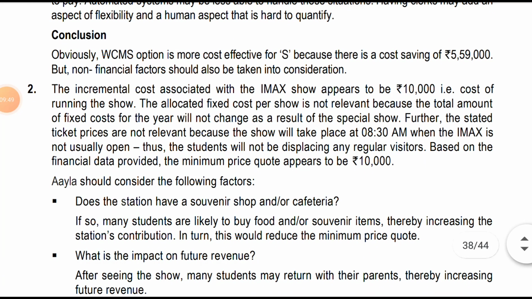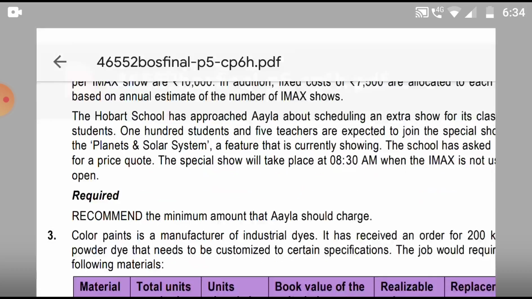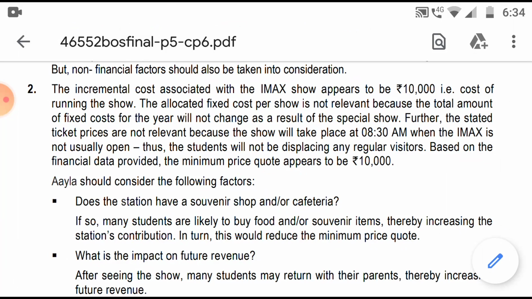The incremental cost associated with the IMAX show appears to be 10,000. So incremental cost is 10,000, that is the cost of running this show. The allocated fixed cost per show is not relevant. That 7,500 will not be relevant, but only 10,000 will be relevant, which is the running cost.